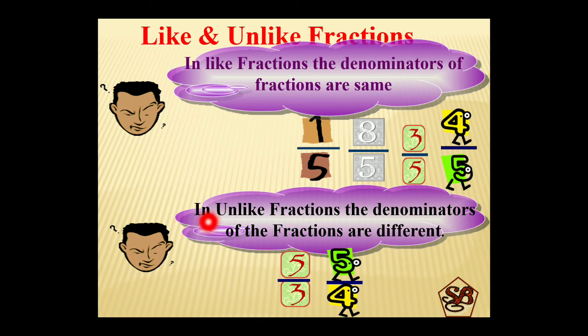Unlike fractions. In unlike fractions, the denominators of the fractions are different. Here are the examples. 5 by 3, 5 by 4, 5 by 1, 5 by 8. In all these cases, you see the denominator is different. 3, 4, 1, 8. So, these are the unlike fractions. In other words, we can say a group of fractions which have different denominators are called unlike fractions.